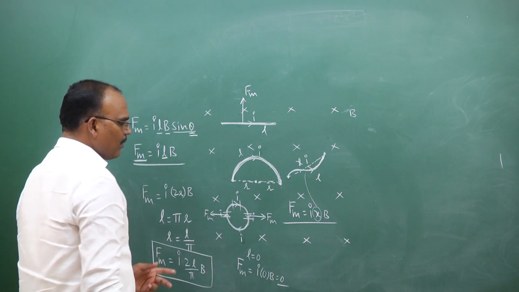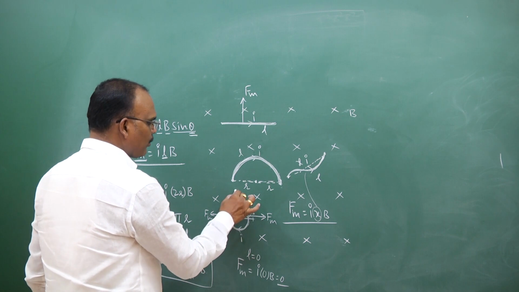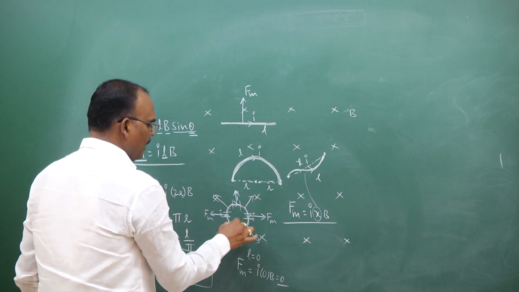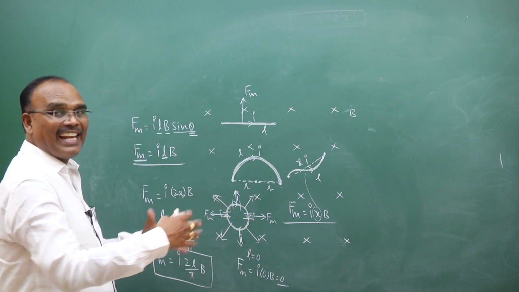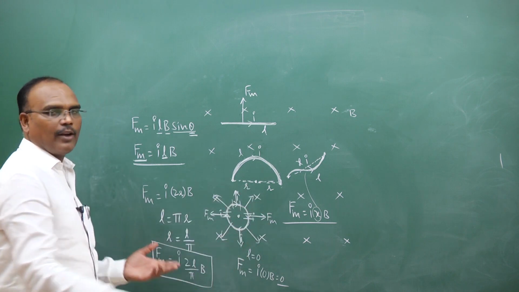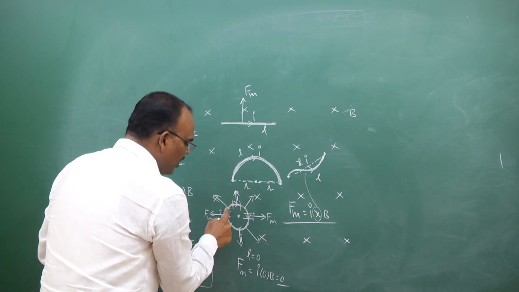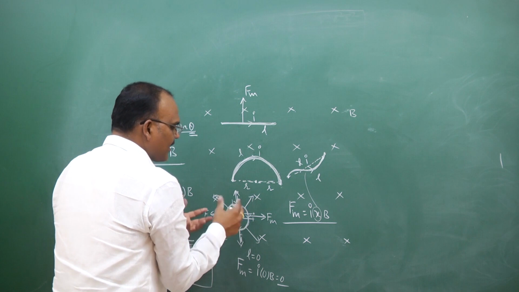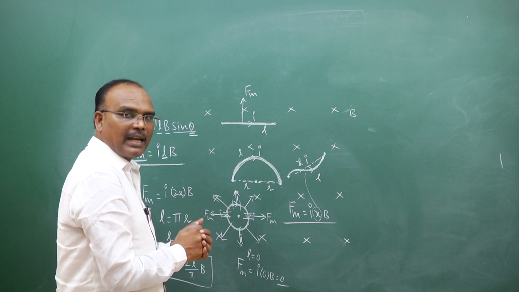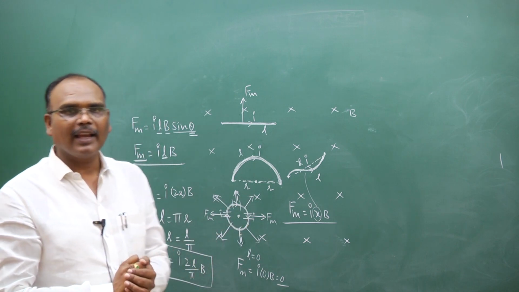Similarly, here if we take an elemental portion, the field is into the board, current is in this direction, so the force will act upward. Here the force will act downward. The magnetic forces will act radially outwards from the circular loop, so the net force is 0. So this magnetic force increases the tension in the ring. If it is a soft material, its radius increases. If it is a stiff material like a metal wire, the radius may not increase, but the tension increases.